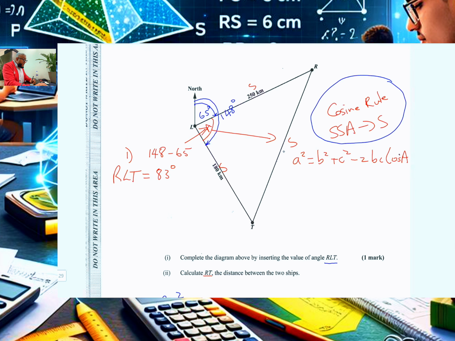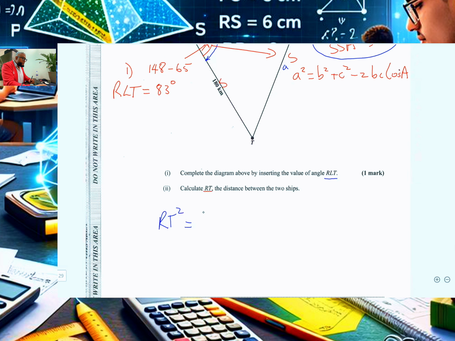Everybody good here? Here will be lowercase a, this side RT. So RT squared would be equal to b squared, which is 180 or 250, it doesn't matter which one you put first, right? Minus 2 by 180 by 250 cos of the angle. What is the angle we just found up there? Look at it right there. The angle is 83. Come on, guys. How much?